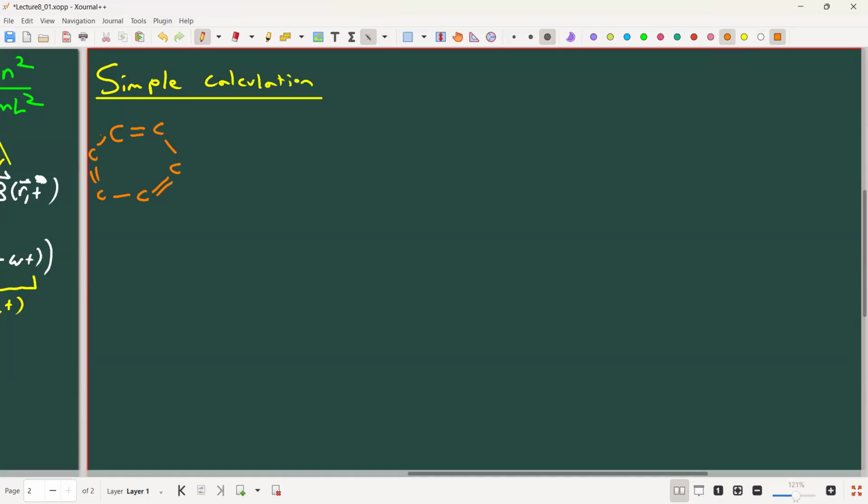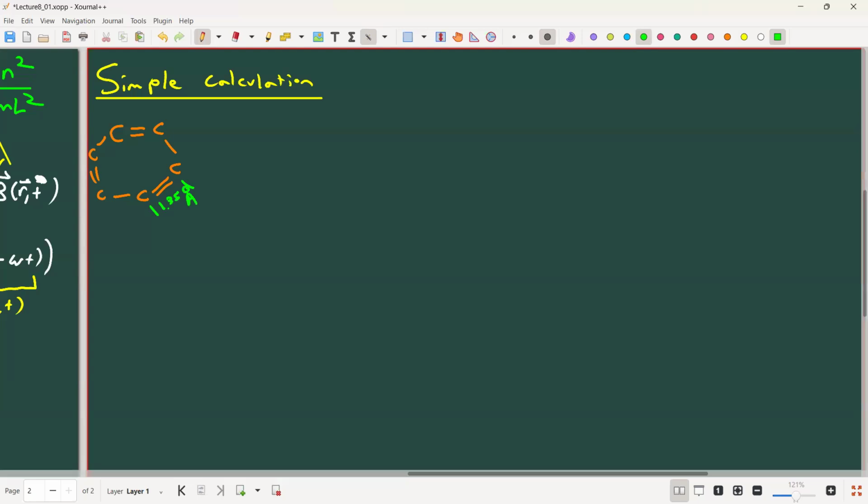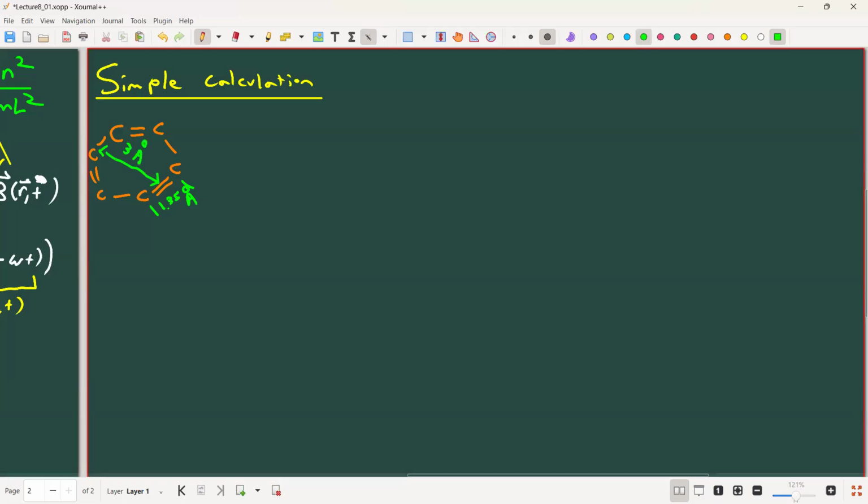And you ask the question, what are the bond lengths, right? What's the size of a bond? Of course, the bond length for these is 1.35 angstroms. And you could figure out that the extent of benzene, this right here, is probably about 3 angstroms, give or take, right?